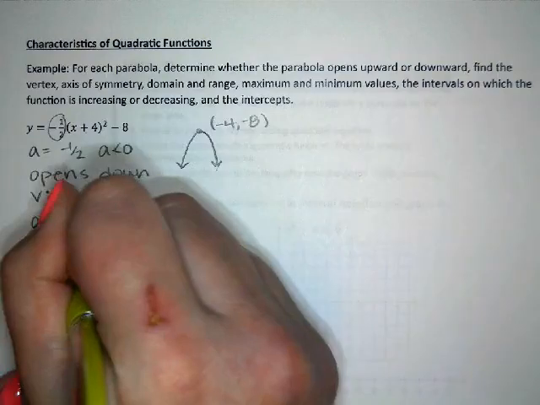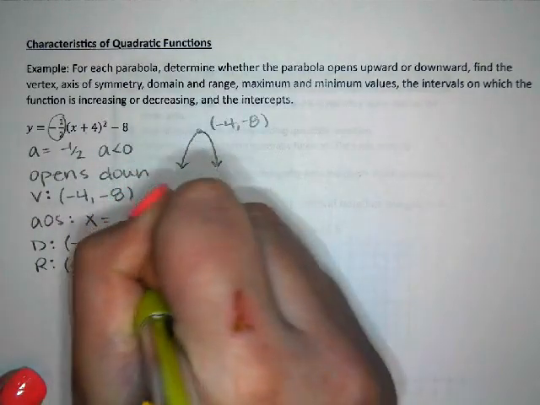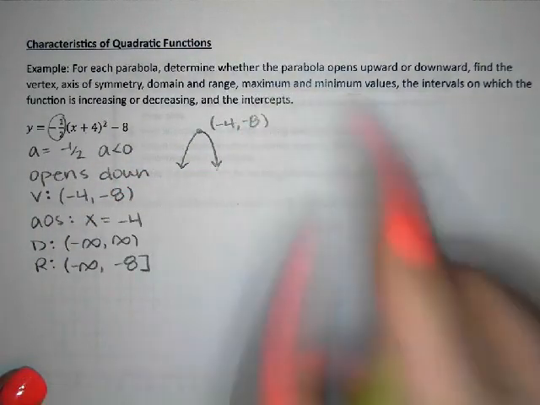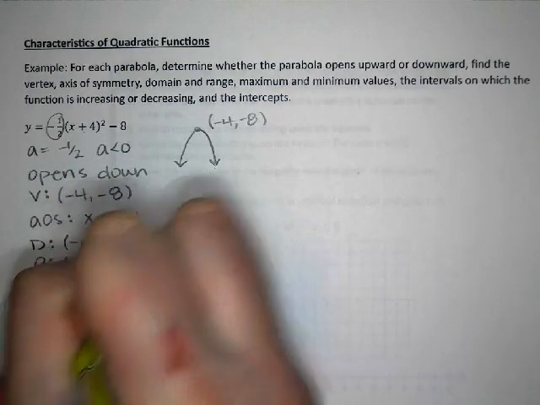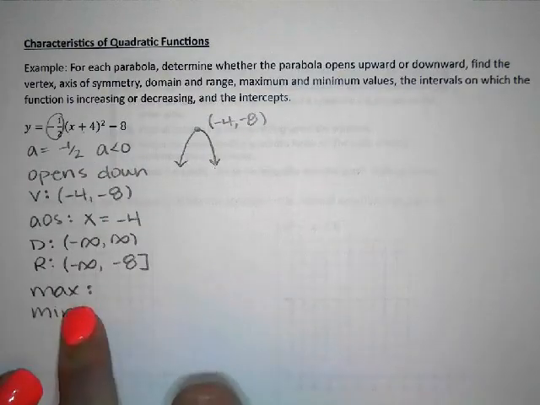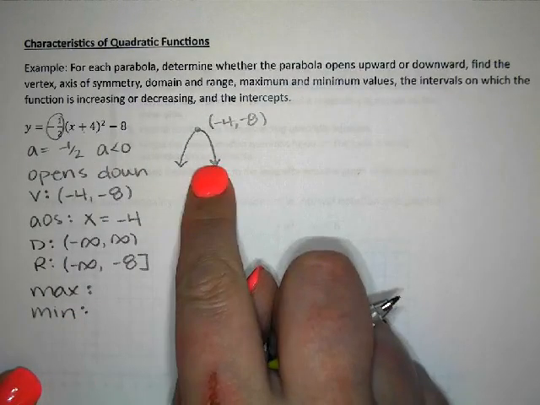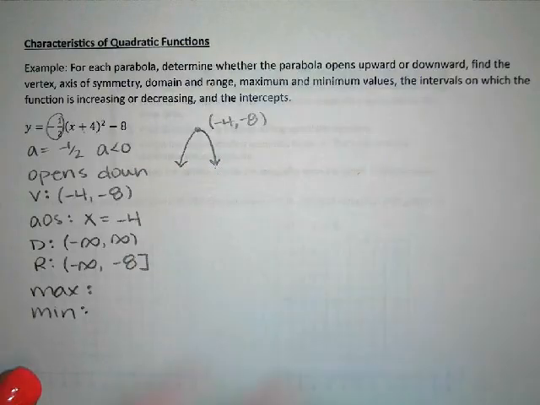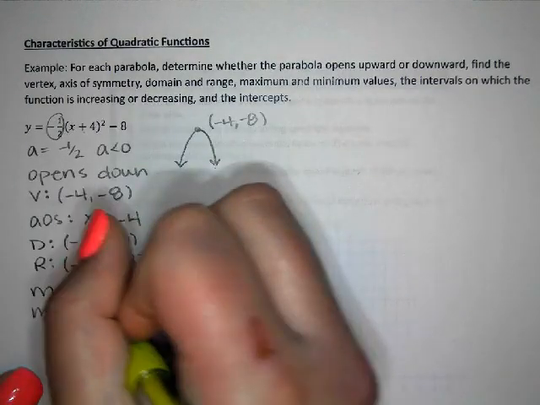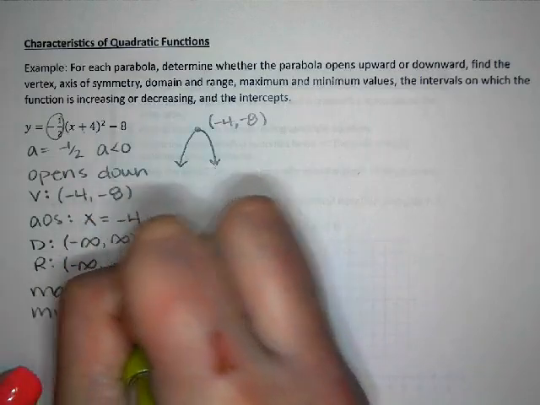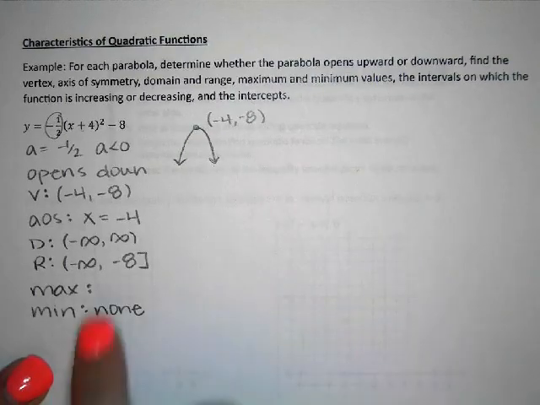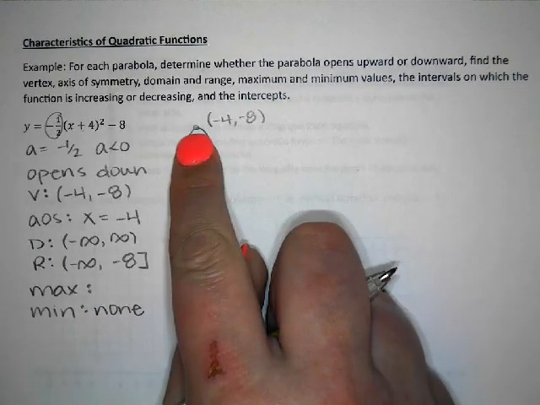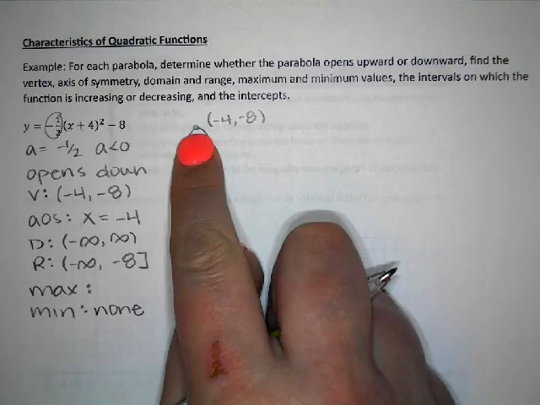Okay, find the maximum and minimum values. So there's no minimum value because this graph goes down forever, and we can't say, oh, the minimum value is infinity. So we're going to say none. The maximum value is found here at the point, so we can say the maximum point would be (-4, -8). The way that they phrased the question when they said the maximum value means that they want the y coordinate.